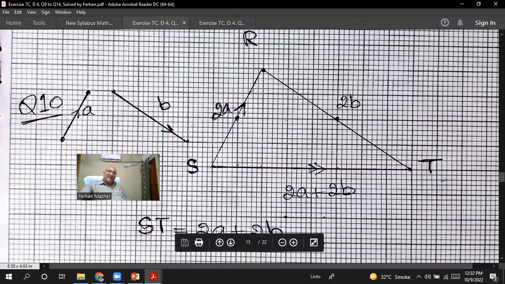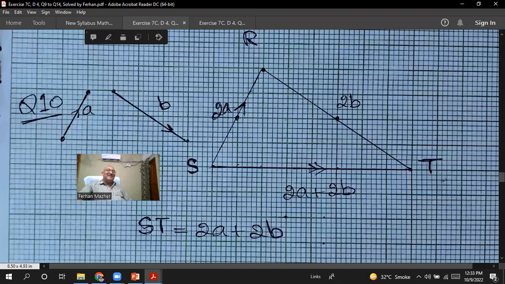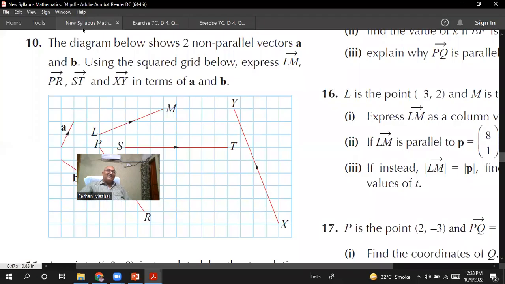Okay, it's a horizontal line, and I want to represent it in the terms of A and B. So I will start from here. So you can see 1, 2. So this is 2A. Then 1, 2, 3. So this was 1B. This is the other B. And I reached the T. So that's the end of that vector. So this is 2A plus 2B. Very tricky. ST will be equal to 2A plus 2B. Not that simple, okay?